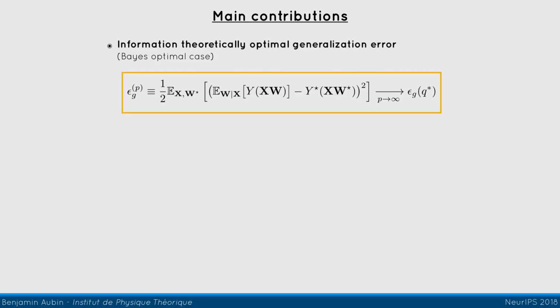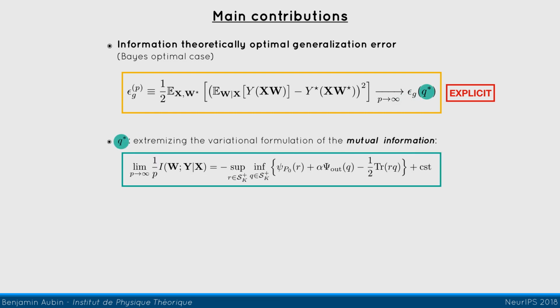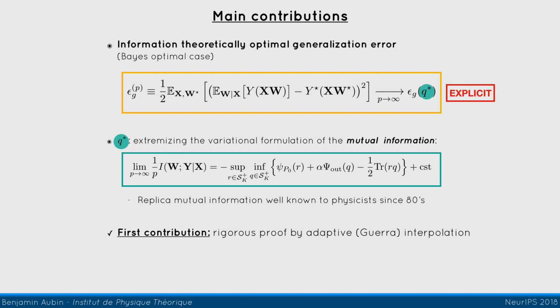In the infinite size limit, we provide an explicit formula for the generalization error that depends only on the overlap parameter Q star. In fact, this parameter can be computed as a critical point of the replica mutual information. This mutual information was well known to physicists since the 80s, but our first contribution is to provide a rigorous proof using the adaptive Guerra interpolation.